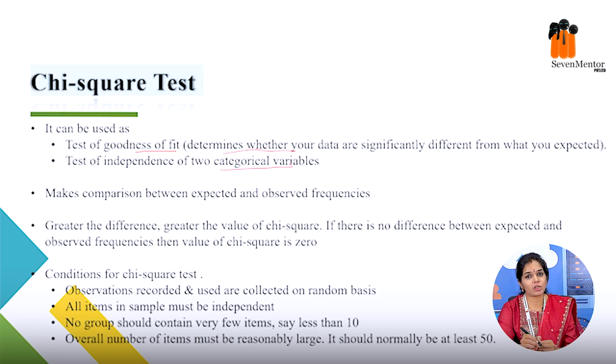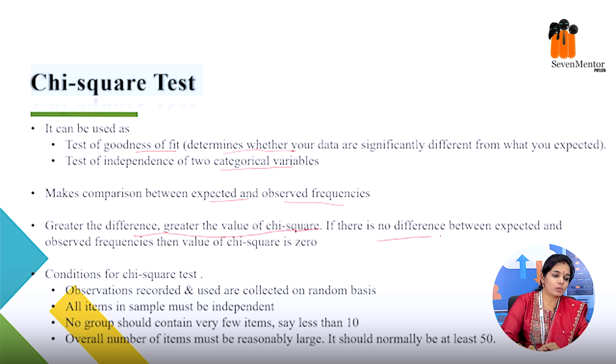Just now I told you it is also associated with categorical variables. So the chi-square test is used for categorical variables also. It makes a comparison between expected and observed frequency. Whatever expectations we have, it compares them with the observed frequencies. So we can say it is the difference between the actual and the predicted. Greater the difference, greater the value of chi-square. If there is no difference between expected and observed, then the value of chi-square is 0.